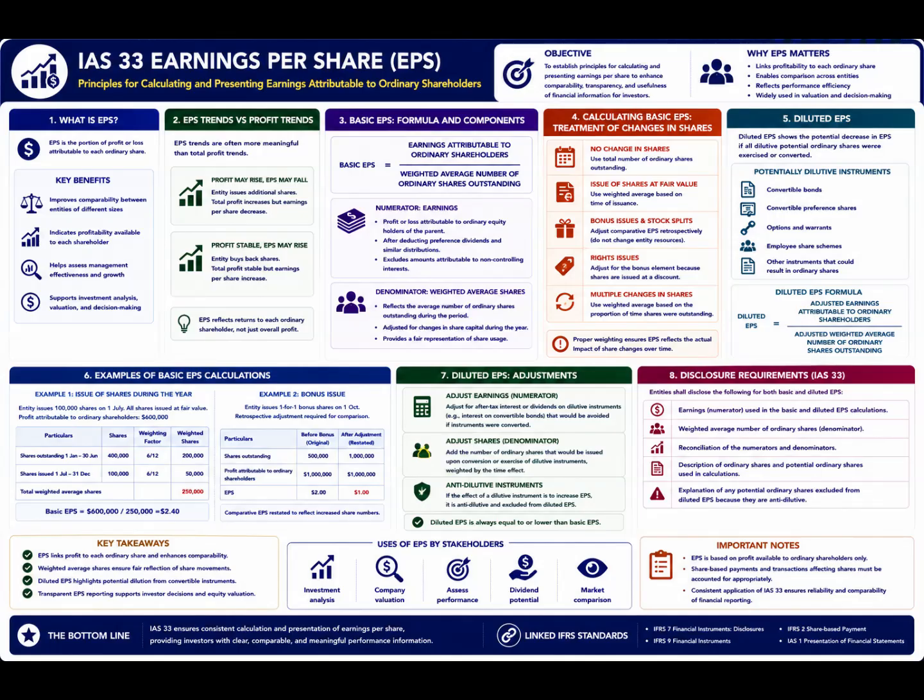EPS trends are often considered more meaningful than overall profit trends because EPS reflects profitability available to each ordinary share rather than total profit generated by the company. A company may report rising profits while simultaneously issuing substantial additional shares, resulting in reduced earnings attributable to each shareholder. Conversely, stable profits combined with share buybacks may increase EPS significantly.